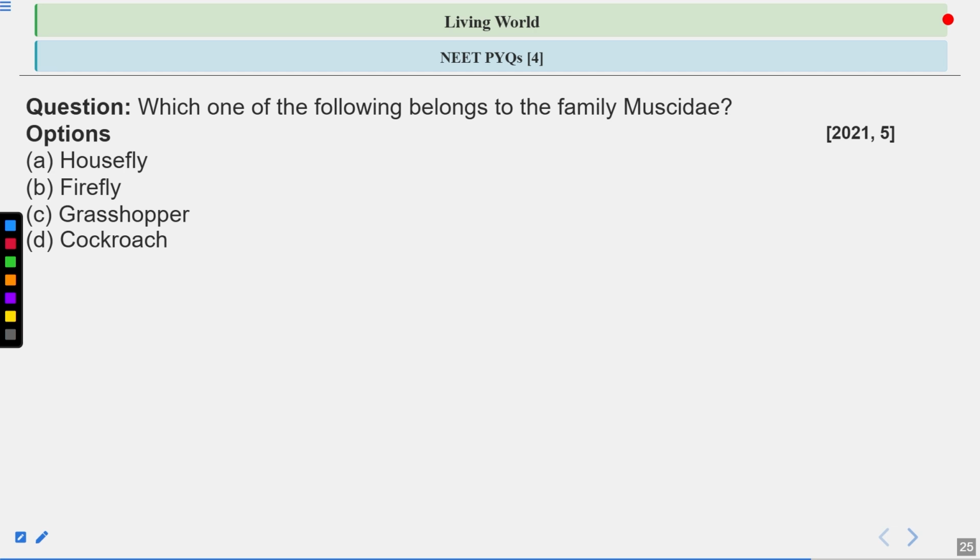So what are the options here? Option A is housefly, B is firefly, C is grasshopper, and D is cockroach. So cockroach and grasshopper, these are insects. Clear? Insects belong to phylum Arthropoda. What is the meaning of Arthropoda? Jointed appendages. Then here you can see housefly and firefly, they have also given. Okay, to which phylum do they belong? And which of them belongs to family Muscidae? So what will be the correct answer here?